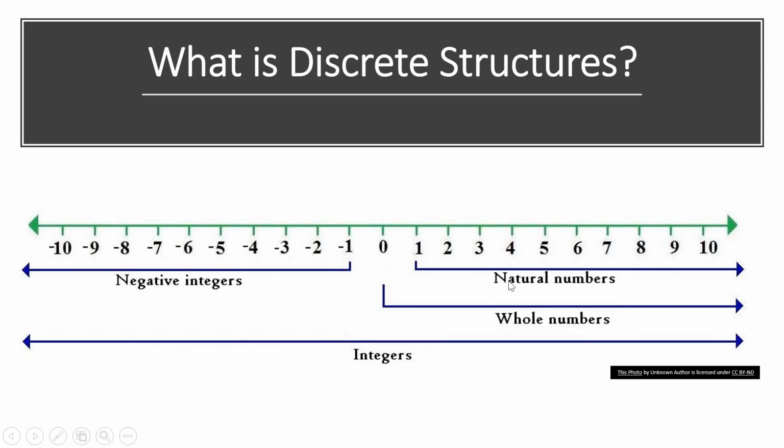So what is discrete structures? People use the words discrete structures and discrete mathematics interchangeably to refer to topics covered in a course like this. Discrete mathematics is a branch of mathematics that forms the foundation for computer science. It deals with objects that come in discrete bundles, for example, the set of natural numbers.